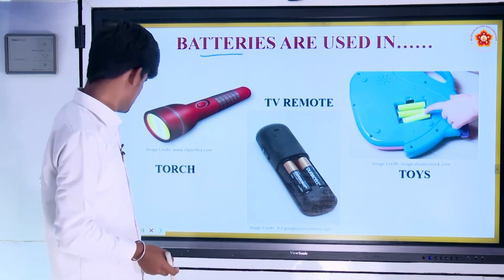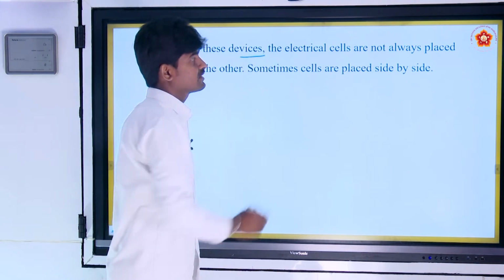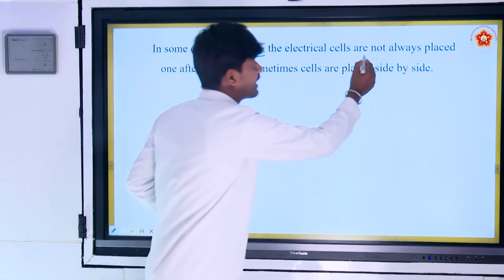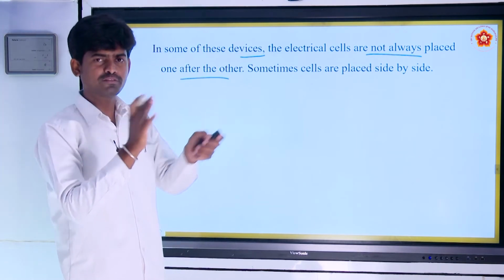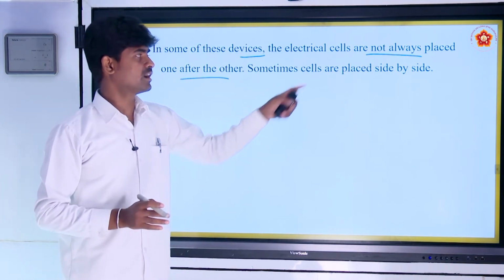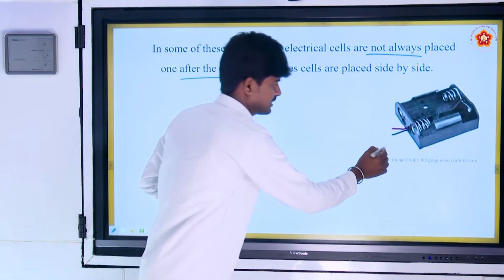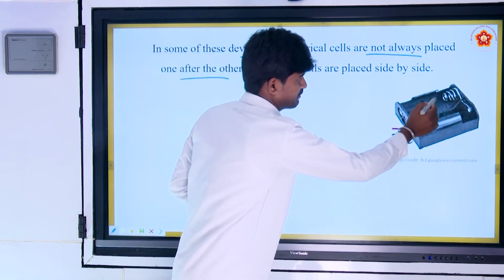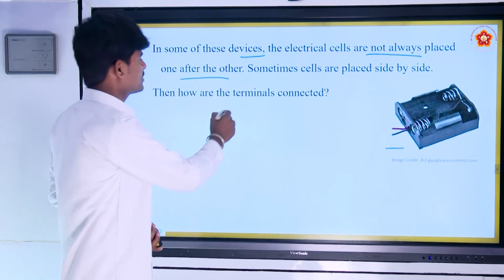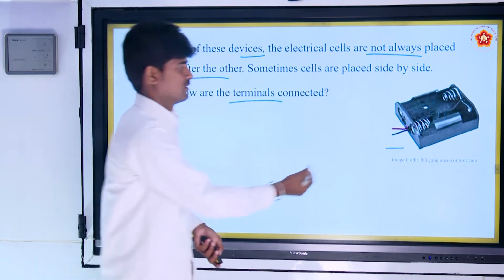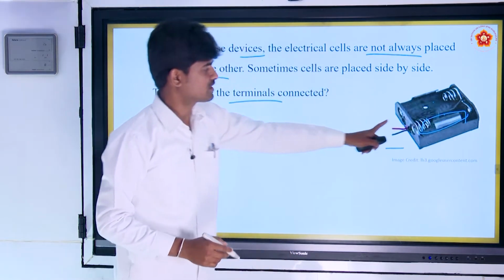Now, in some of these devices the electrical cells are not always placed one after the other. Some cells are placed side by side. See the image here. The cells are placed side by side. How are these terminals connected? There is a cell, and here is also a cell. How are these terminals connected?